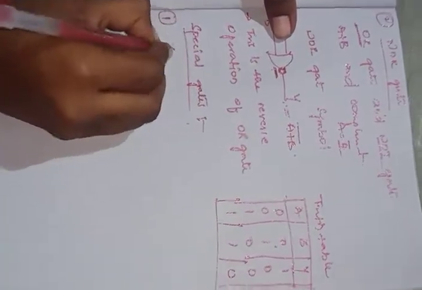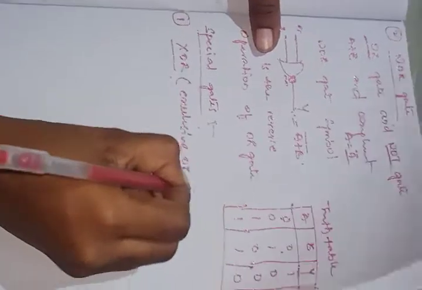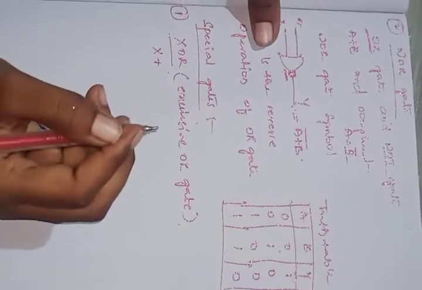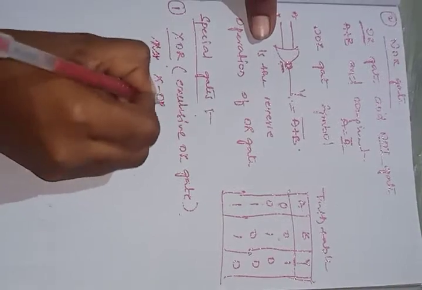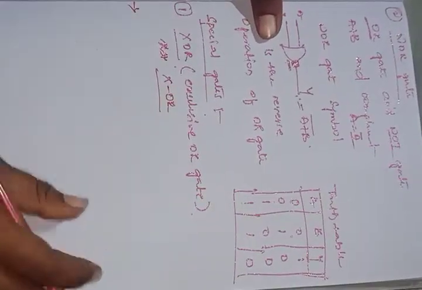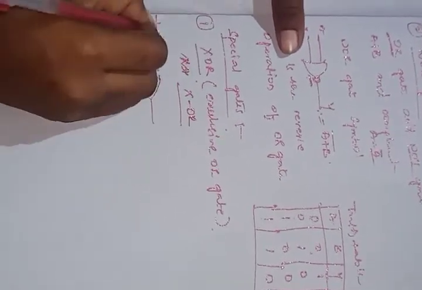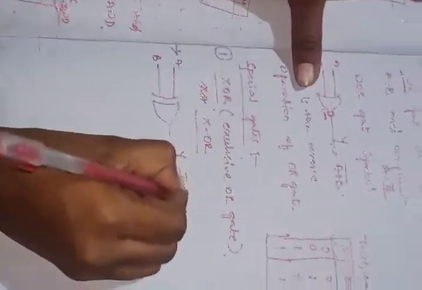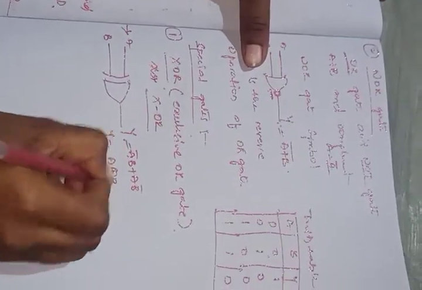First one, XOR. It means exclusive OR gate. We can write XOR here like this also. The symbol of XOR is this, equals to A bar B plus A B bar. We can write as A XOR B.